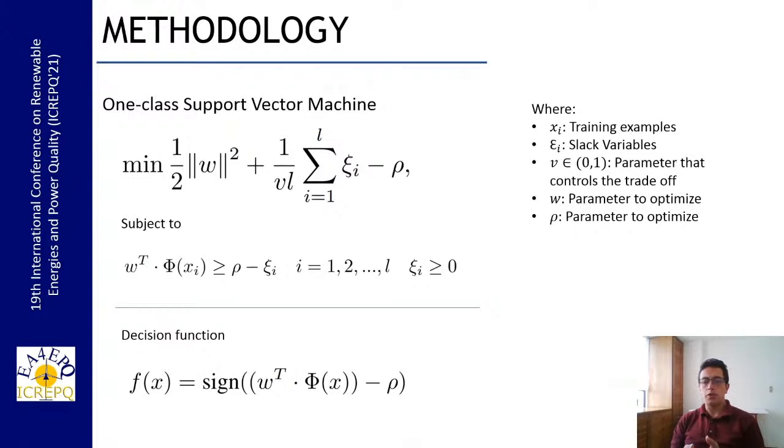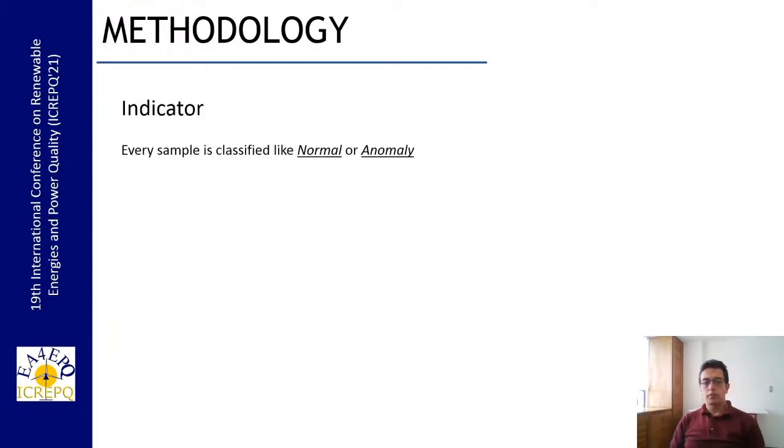The algorithm used here is a one-class support vector machine, which consists of the minimization of a function subject to a restriction. This minimization is optimized with every training sample that we have in our training data set. After this optimization, we use a decision function to classify every sample as a normal sample or an anomaly sample. The output of our algorithm is a classification into normal or anomaly samples.